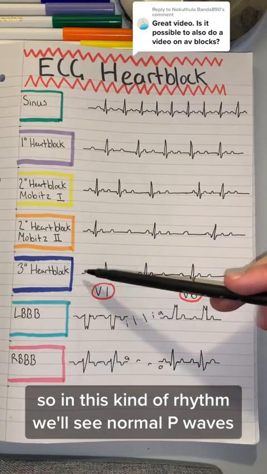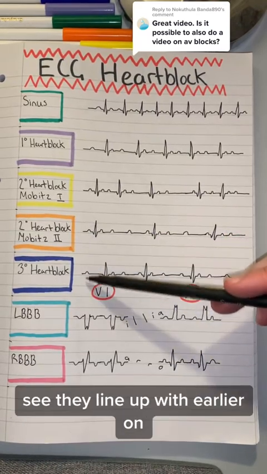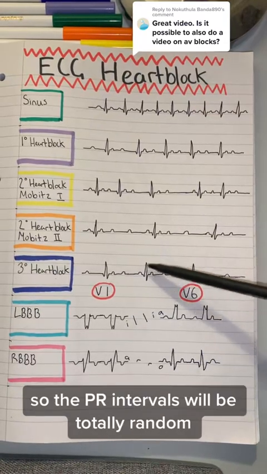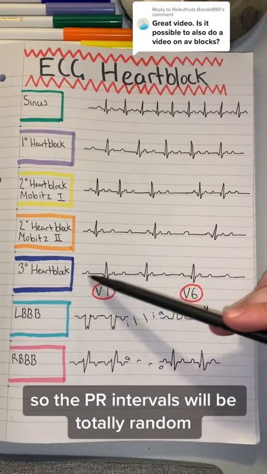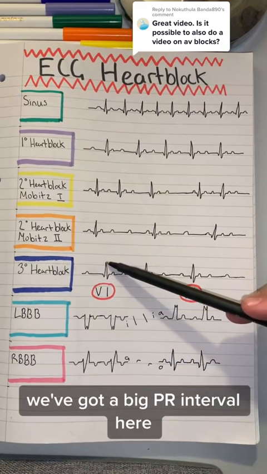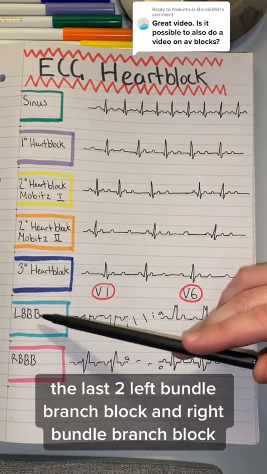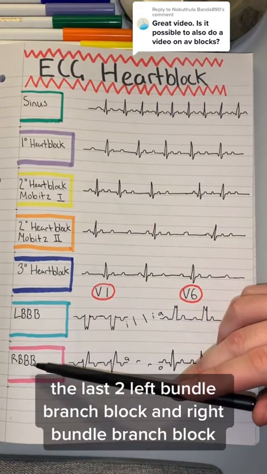So in this kind of rhythm, we'll see normal P waves, see they line up with earlier on, but the QRSs will just occur randomly, so the PR intervals will be totally random. We've got a big PR interval here, then we've got nothing here. The last 2, left bundle branch block and right bundle branch block.